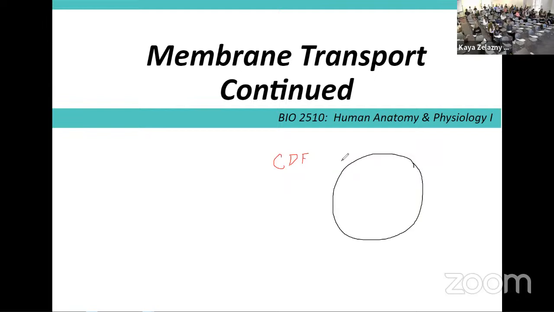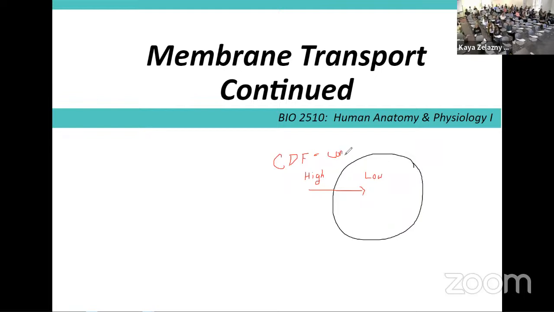So for our chemical driving force, we're looking at concentration, and we're going to go from high concentration to low concentration. That's always the direction for our chemical driving force. So high to low, could be into the cell, could be out of the cell, just depends on where you have that high versus low concentration.